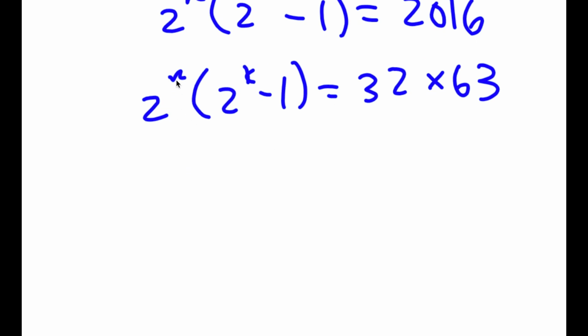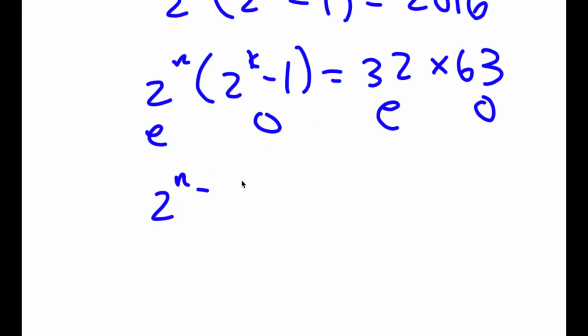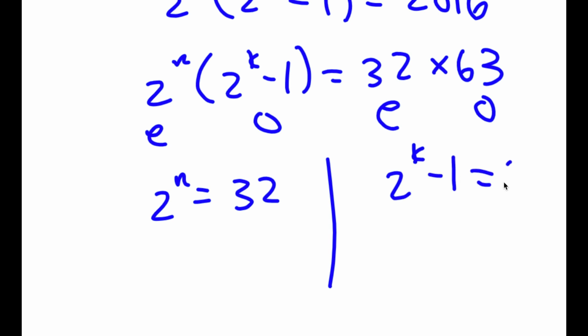So as you can see here, 2 to the power of n, this is going to be an even number, right? Even, because 2 to the power of any number is even. Now 2 to the power of k, that's even, but an even number minus 1 is going to be odd. So 2 to the power of n is even, and 2 to the power of k minus 1 is odd. So now 32 here, this is even, and 63, this is odd. And notice how both of these are in the form a number times another number is equal to another number times another number. These two numbers are even, these two numbers are odd, meaning 2 to the power of n is equal to 32, and 2 to the power of k minus 1 is equal to 63.